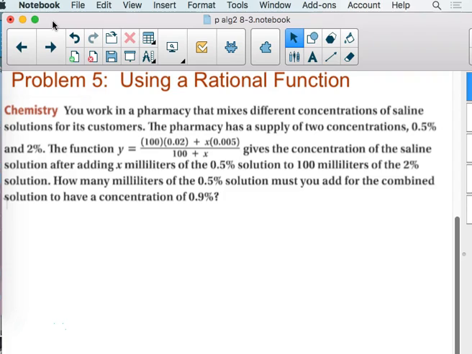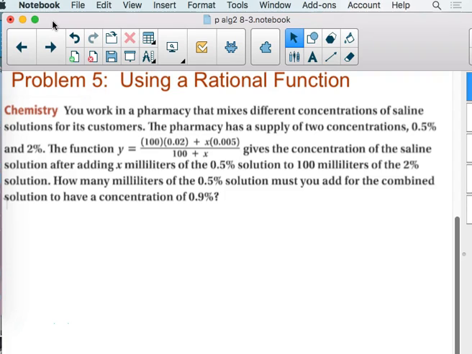So this gives the concentration of the saline solution after adding x milliliters of the 0.5% solution to 100 milliliters of the 2% solution. How many milliliters of the 0.5% solution must you add to the combined solution to have a concentration of 0.9%? Wow, that's a lot of blah, blah, blah.